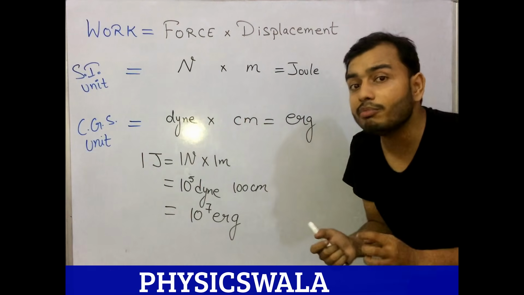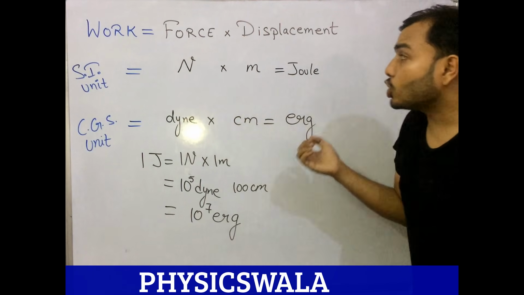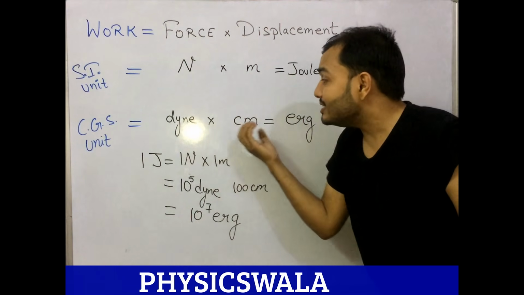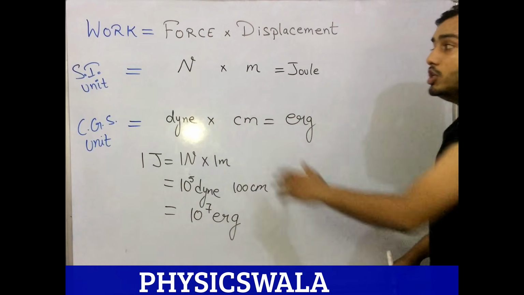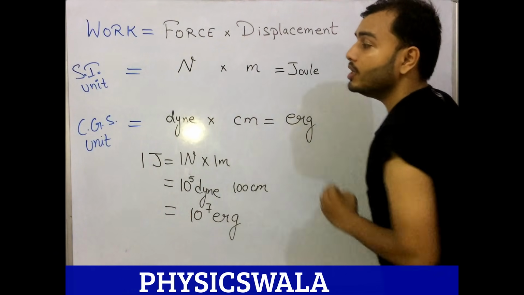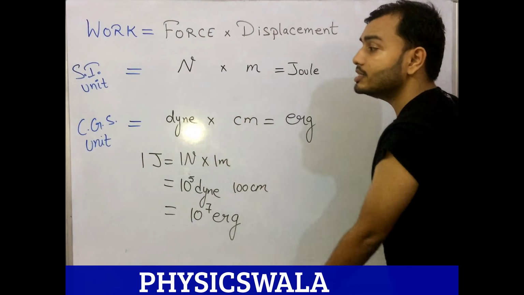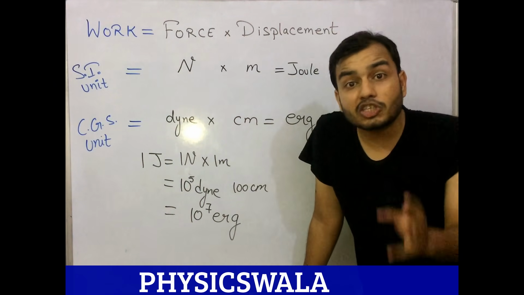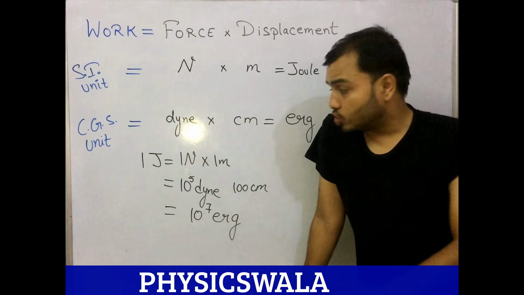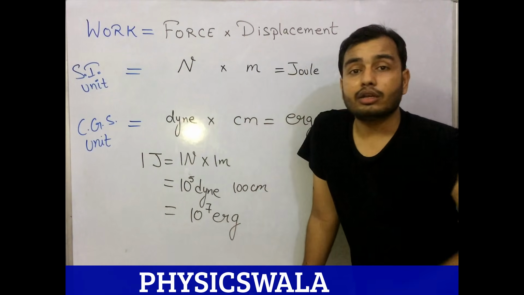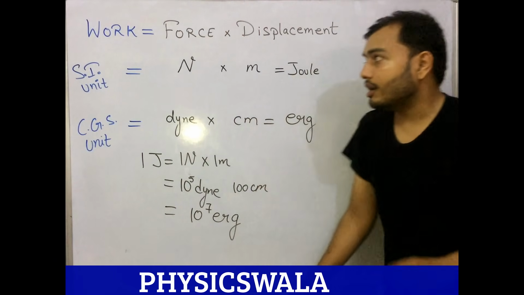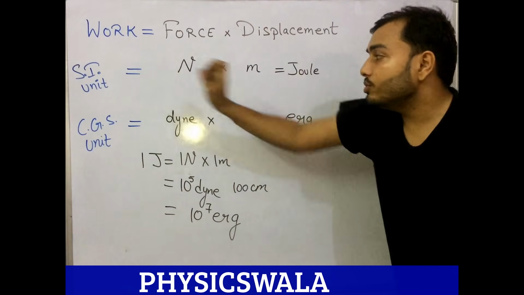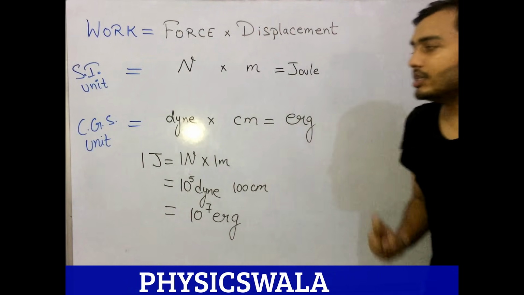So you got to remember this. Newton meter is called joule. Dyne centimeter is called erg. Newton meter is the SI unit. Dyne centimeter is the CGS unit. Now what comes in ICSE is the relation between joules and ergs. Joule is the SI unit. Erg is the CGS unit.